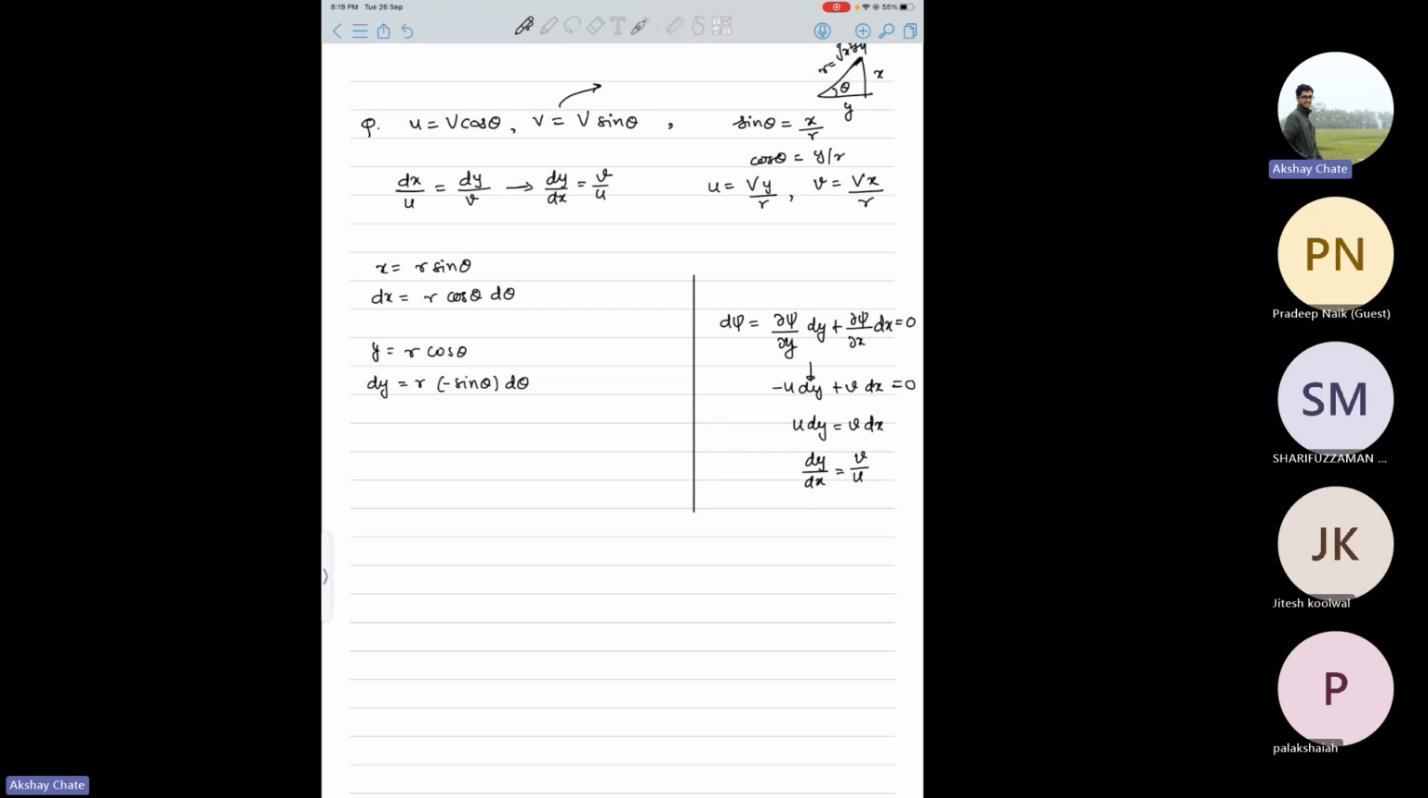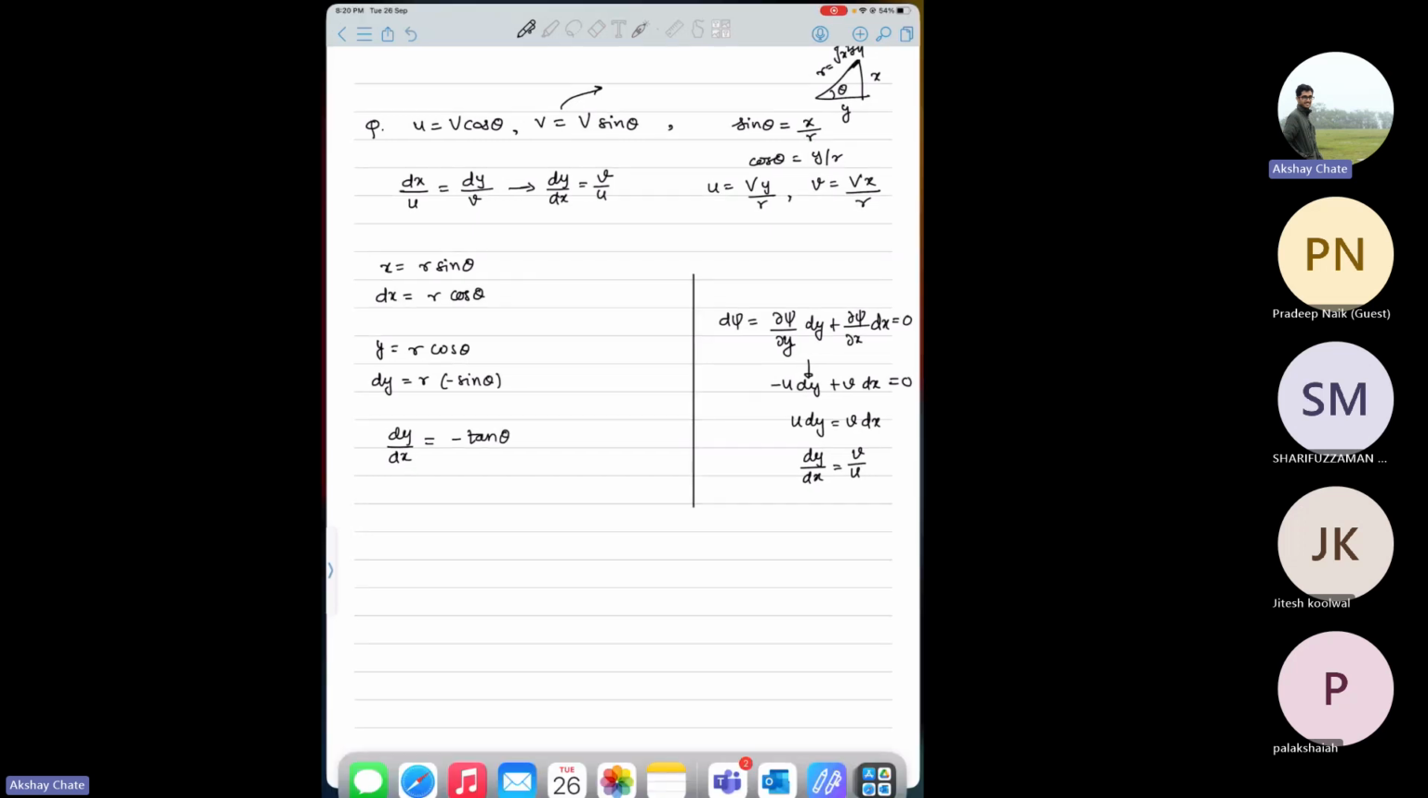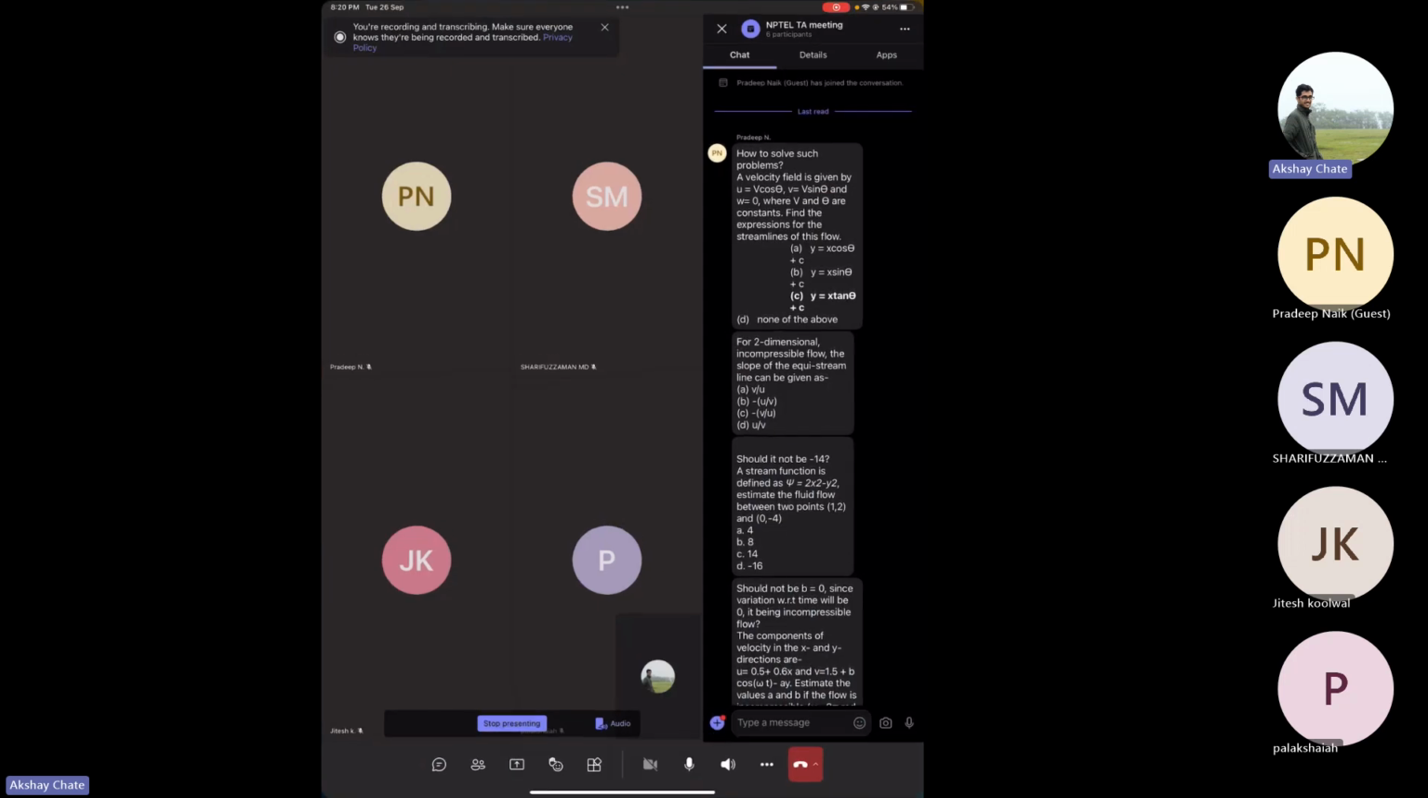Correct? Why am I writing d theta again? Sorry. So if you divide dy by dx, you are getting minus tan theta. So slope should be something related to tan theta only. It cannot be cos theta and sin theta as given in the other options. But what is the fourth option? None of the above.